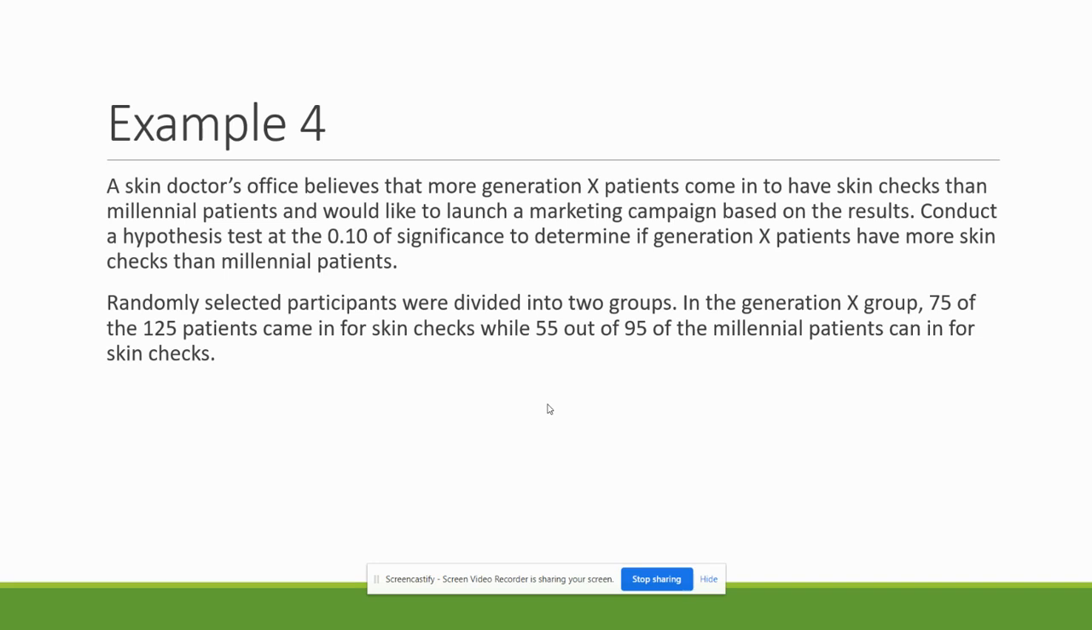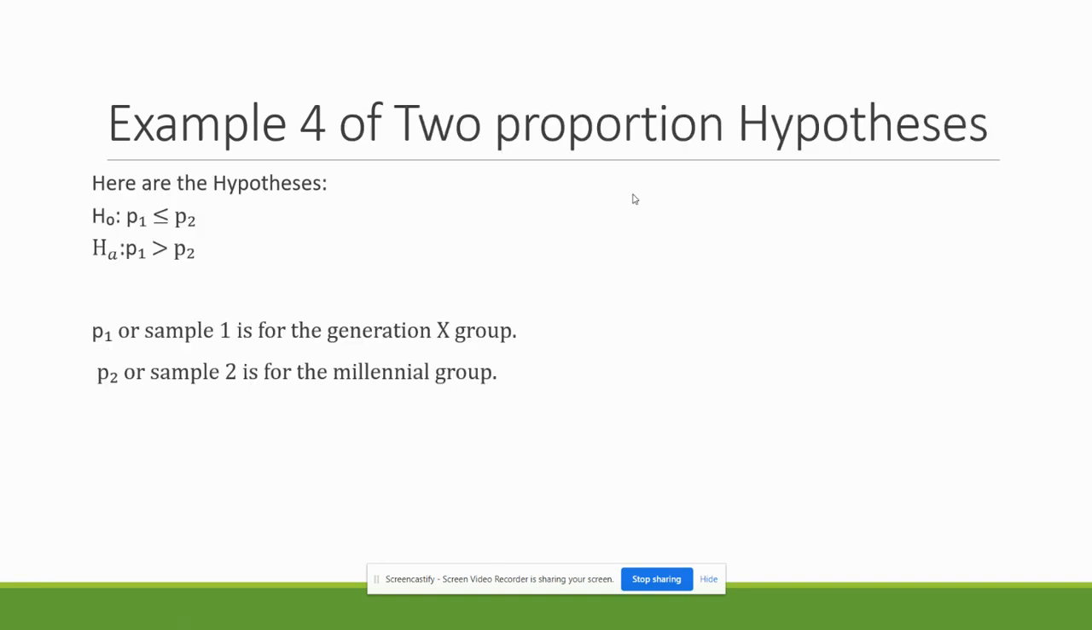In the Generation X group, 75 out of the 125 patients came in for skin checks, while 55 out of the 95 of the millennial patients came in for skin checks. Okay, so I've been given here my level of significance. I've been given group 1, which is Gen X, and 75 out of the 125 of them came in for skin checks. And 55 out of 95 of the millennial came in for skin checks. It did give me a directional pull. It says it believes that more Gen X patients come in than millennial patients. So that's that greater than.